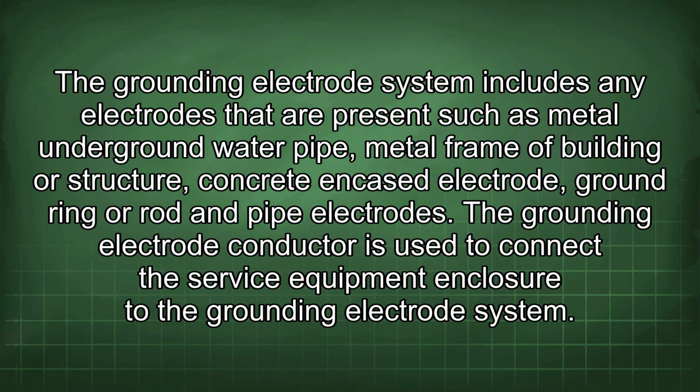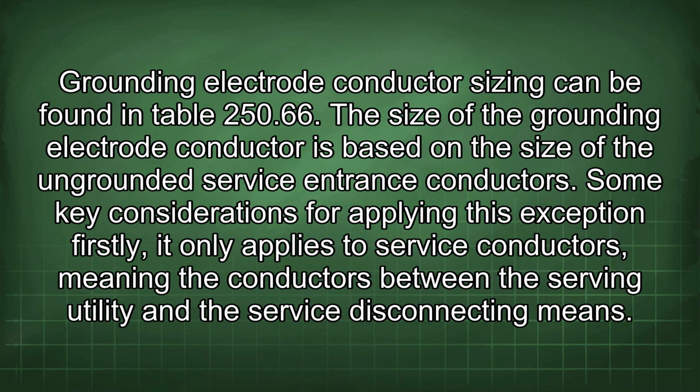The grounding electrode conductor is used to connect the service equipment enclosure to the grounding electrode system. Grounding electrode conductor sizing can be found in Table 250.66. The size of the grounding electrode conductor is based on the size of the ungrounded service entrance conductors.